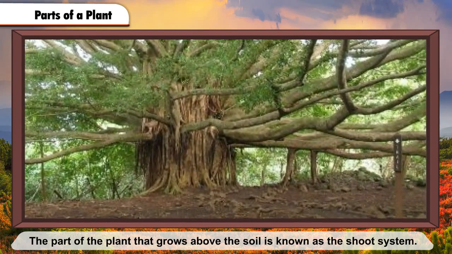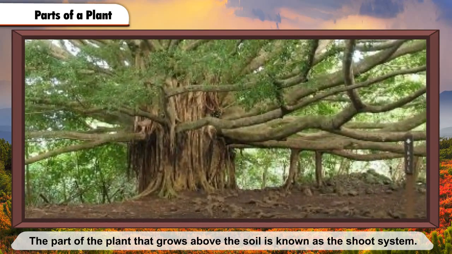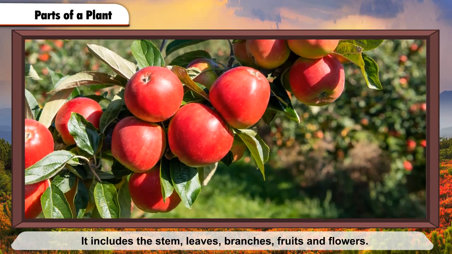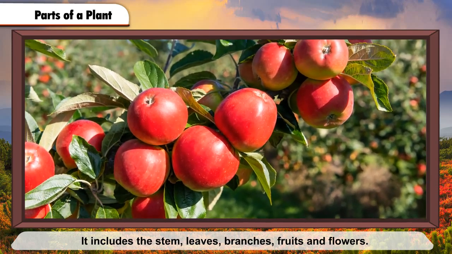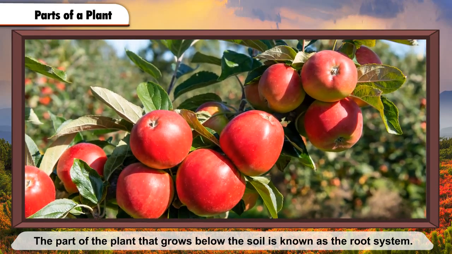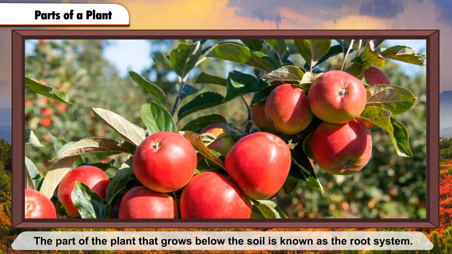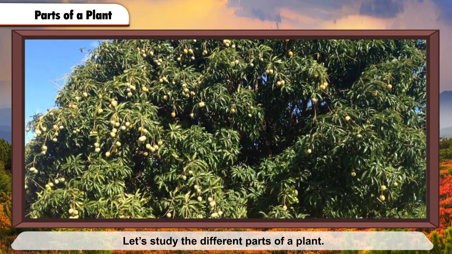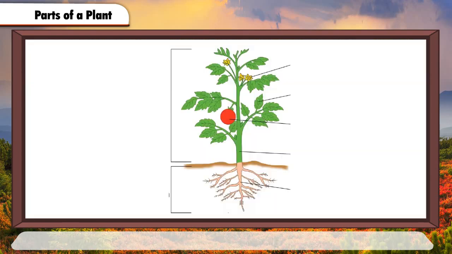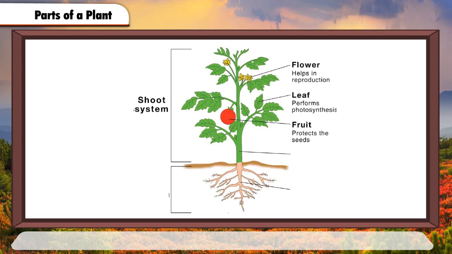The part of the plant that grows above the soil is known as the shoot system. It includes the stem, leaves, branches, fruits and flowers. The part of the plant that grows below the soil is known as the root system. Let's study the different parts of a plant. Shoot system. Flower helps in reproduction. Leaf performs photosynthesis. Fruit protects the seeds. Stem supports the plant. Root system. Root absorbs water and minerals.